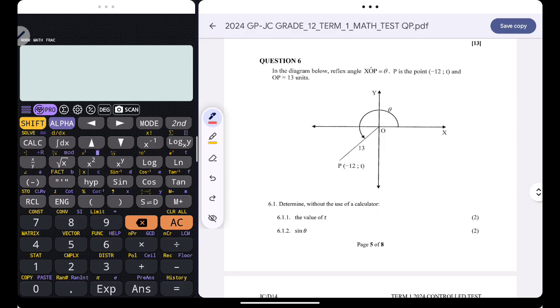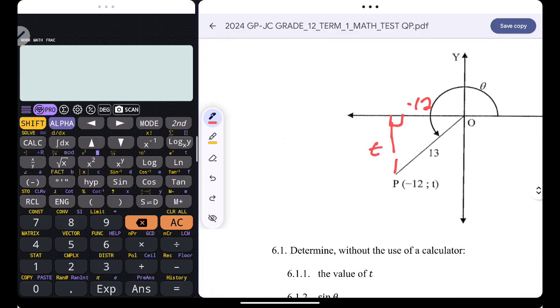So T represents the y value, right? So if I construct my right angle triangle over here, I'll simply have T over here and negative 12. I do not know the value of T altogether. So how can I find the value of T? By just using the Pythagoras theorem. Pythagoras theorem simply says x squared plus y squared is equal to r squared, right? x is just negative 12, y is T, and then r is just 13.